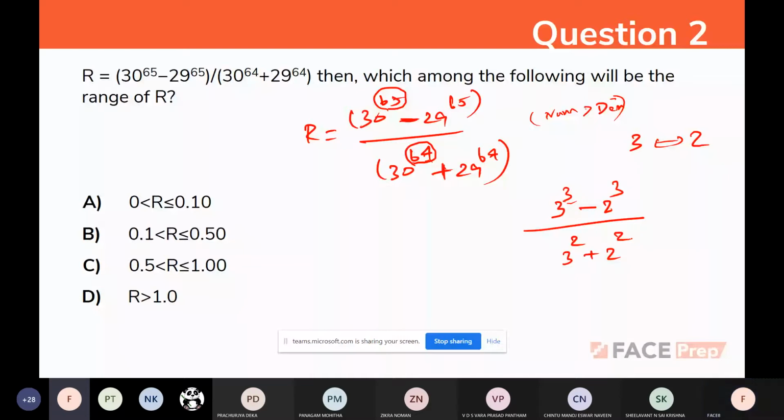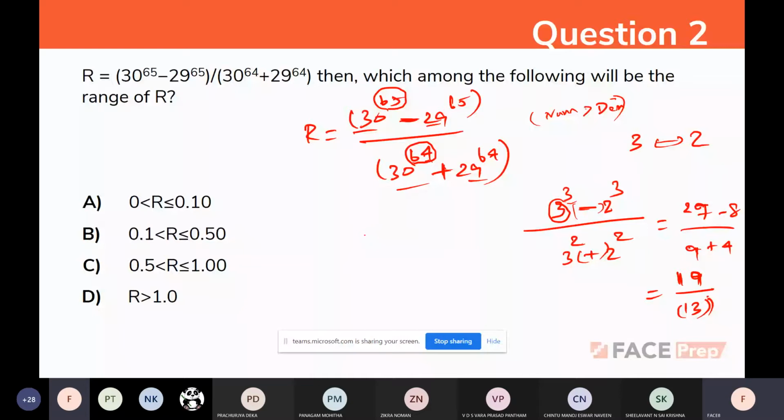27 minus 8 divided by 9 plus 4. So here the numerator will be 9, and in the denominator it will be 30. So even for this kind of small number, in spite of the sign in the middle, the numerator is bigger than the denominator. So imagine for big numbers. Automatically the numerator will be greater than the denominator. Okay, so the answer is D.